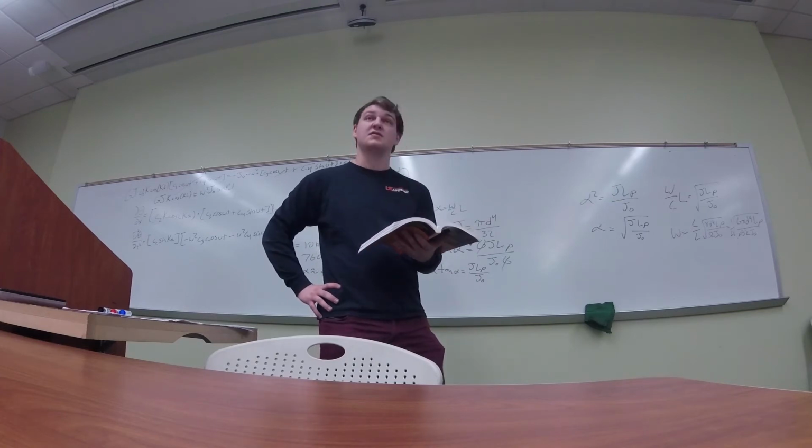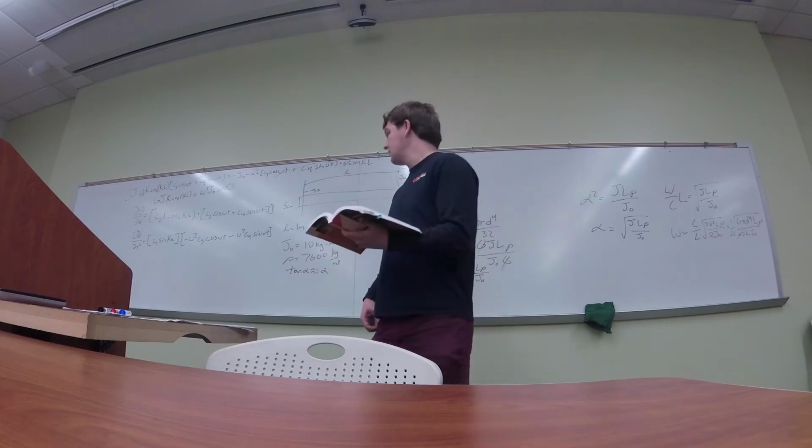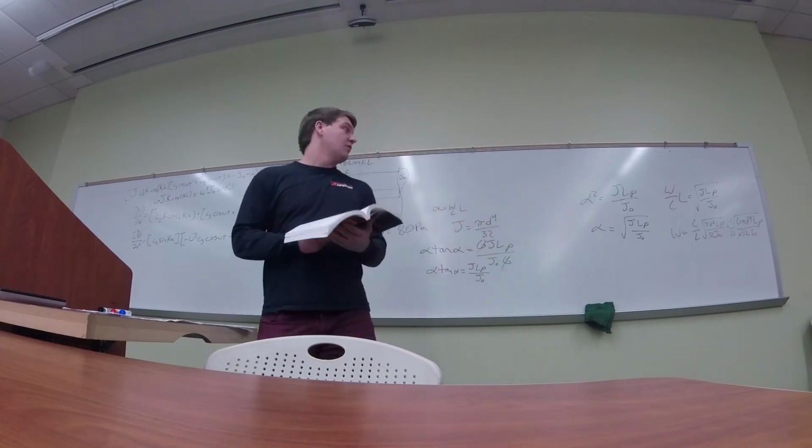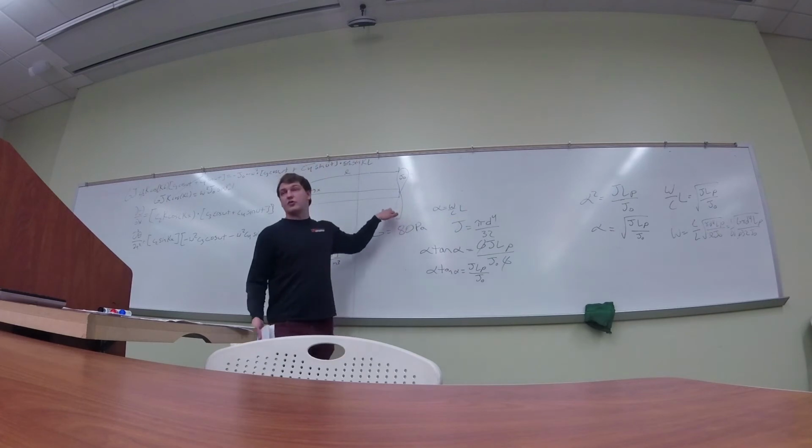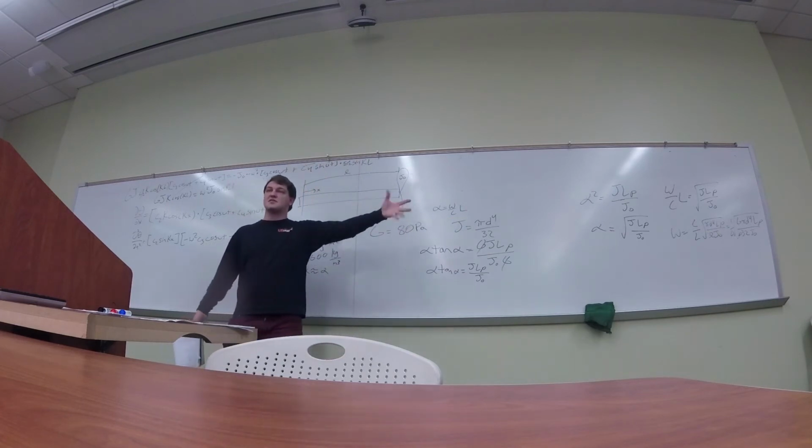Hey, Wayne, what is J naught? I know you said moment of inertia was J, and then. Well, J naught is the mass moment of inertia of the top, right, of this, about that axis that it's twisting.